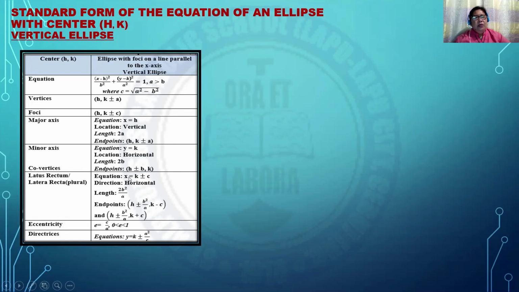For the latus rectum equation, y is equal to k plus or minus c. Direction, horizontal. The length is 2b squared over a. The endpoints, we have h plus or minus b squared over a, k minus c, and h plus or minus b squared over a, k plus c. Eccentricity is the same, c over a, where e is between 0 and 1. Directrices equation, we have y is equal to k plus or minus a squared over c.